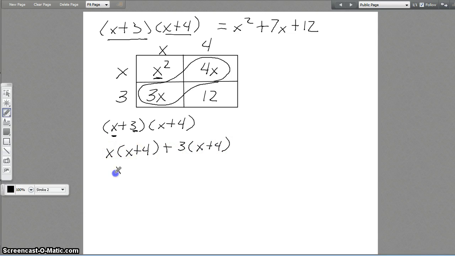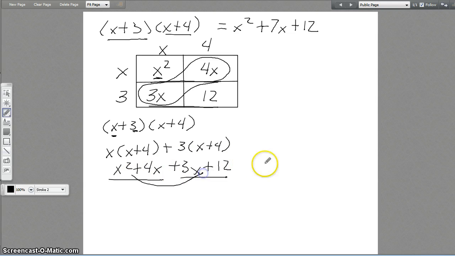X times x is x squared. X times 4 is 4x. 3 times x is 3x. 3 times 4 is 12. Notice these two terms are the same as what we got right up here. These two terms are the same as what we got right there. And so we add the 4x and the 3x together to get 7x, and we get x squared plus 7x plus 12.